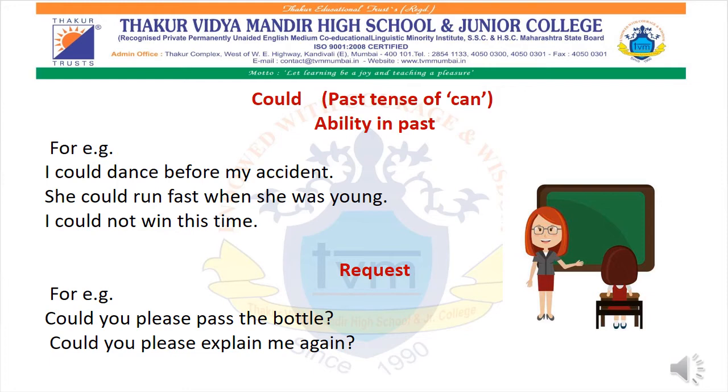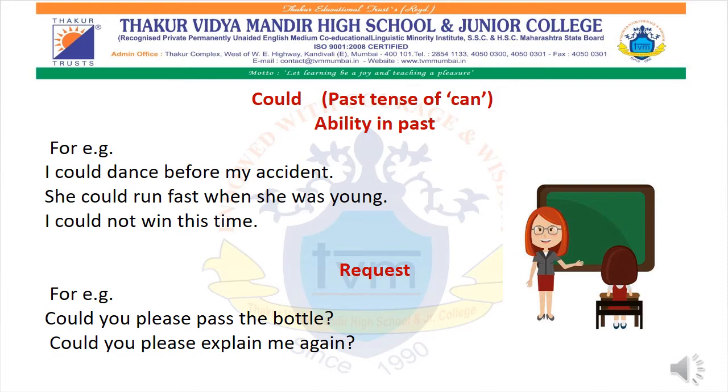Now, "I could dance before my accident." In this particular sentence we see that it is that particular person's ability in the past. He is telling that I could dance before; in the past he could dance before he met with an accident. So it is telling about the ability of a particular person in the past. "She could run fast when she was young." Over here also we see that it is telling about a particular girl's ability in the past. When she was young she could run.